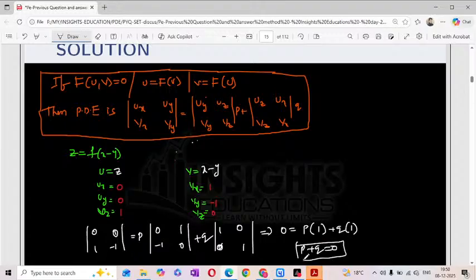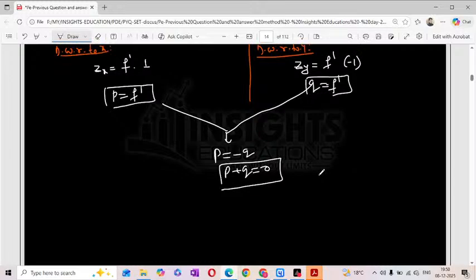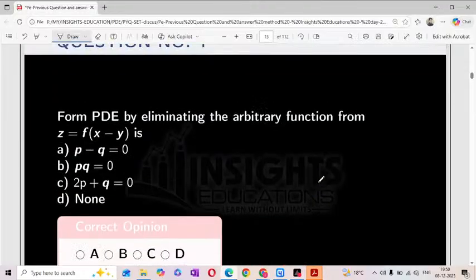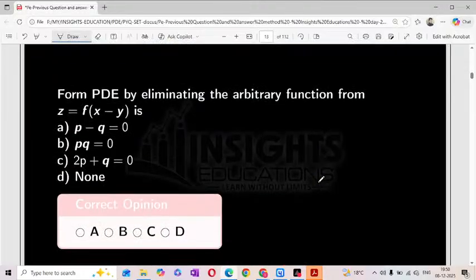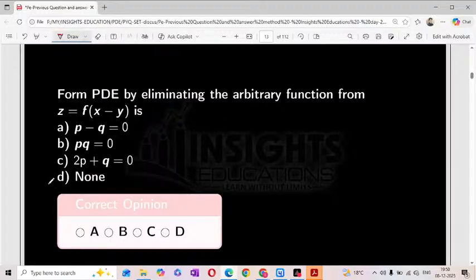Okay. So anyway, we can form the differential equation in two ways. So what is our answer? Our answer is none of the above. So none of the above is the answer. Option D is the correct one.